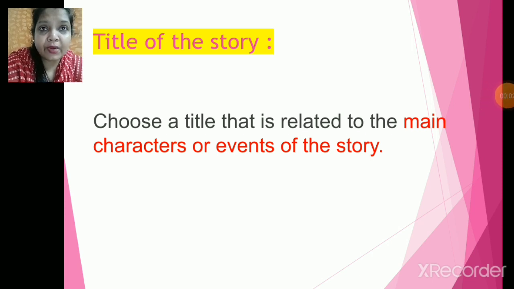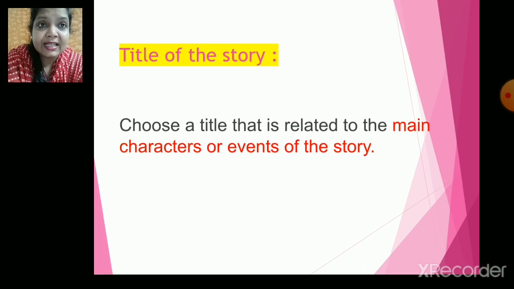now every story that you write should consist of a title. So now, how will you select a title of the story? Choose a title that is related to the main character or events of the story. Do not go out of the track and do not think of something beyond the storyline. You see, giving a title to the story is really very, very easy. You have to stick to the character or maybe the event of the story, and you have to give the title. Now, how will you give the title? Let us see.